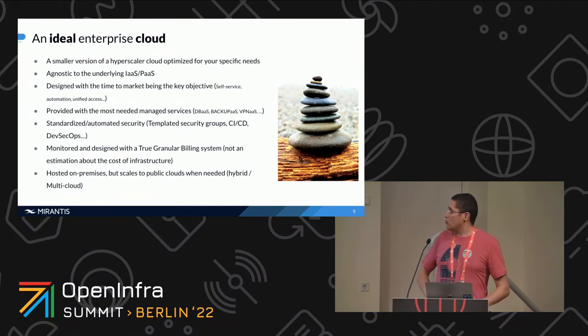So at the end, what's an ideal cloud? This is a vision. If there is one slide that you should keep in mind, maybe it's this one. An ideal cloud is like a smaller or downsized version of a hyperscaler, which is on-premises. It should be agnostic to the underlying layer. Today we have OpenStack, we have VMware, we have Kubernetes, we have Swarm. But tomorrow, who knows?